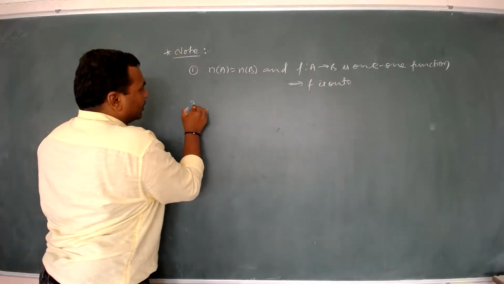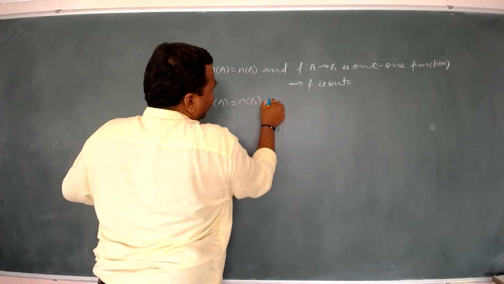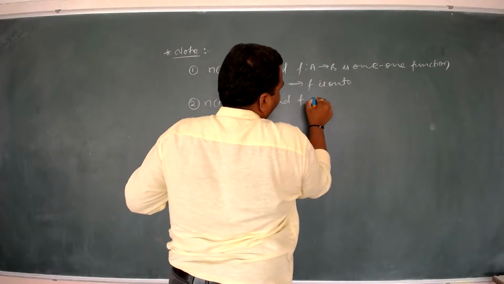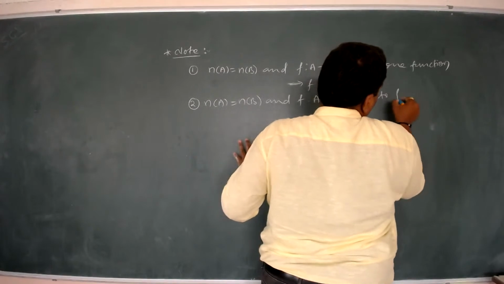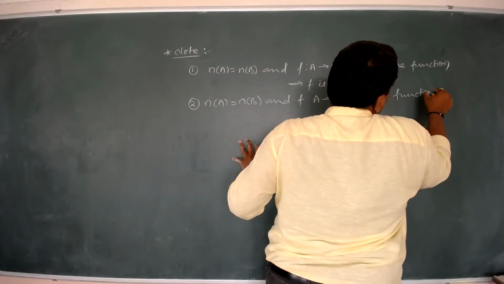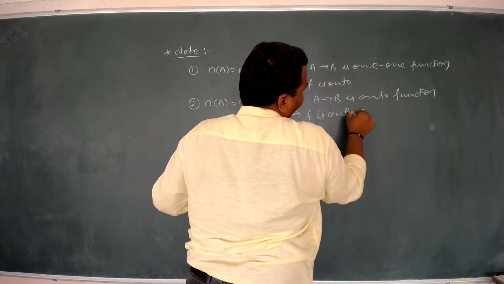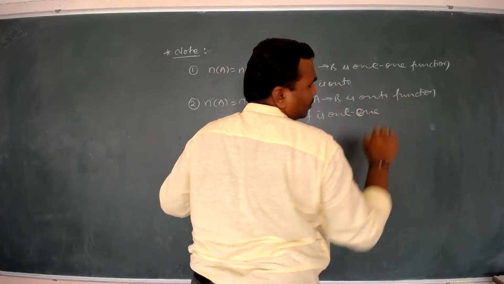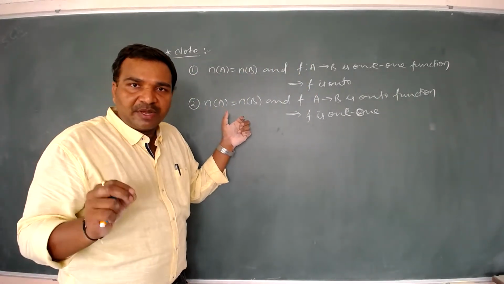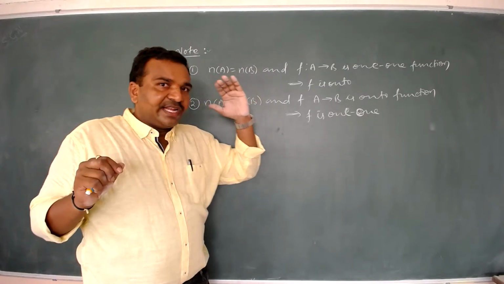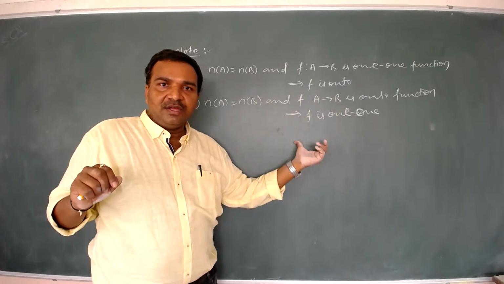Reverse is also possible now. That is, n of A is equal to n of B and f from A to B is an onto function. That implies f is 1-1. Have to remember now. It is obviously true. So both sets capital A and capital B have the same number of elements, and if it is 1-1, then it is clearly onto. If it is onto, then it is clearly 1-1.